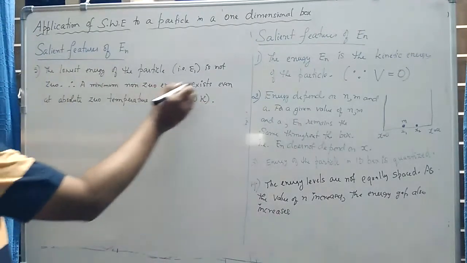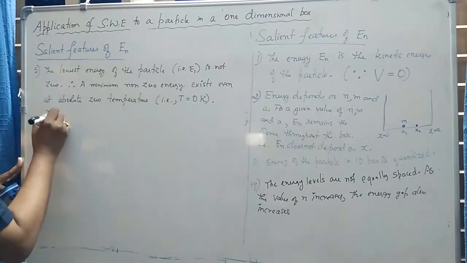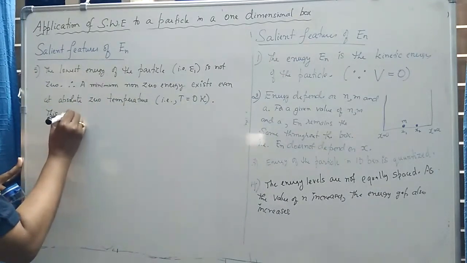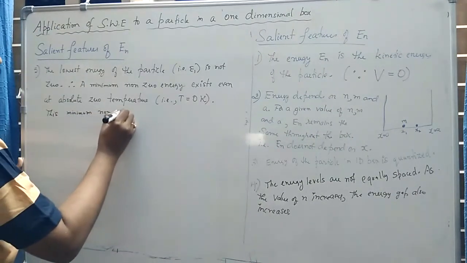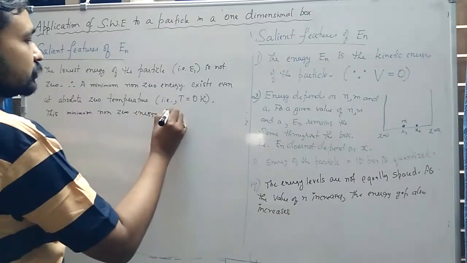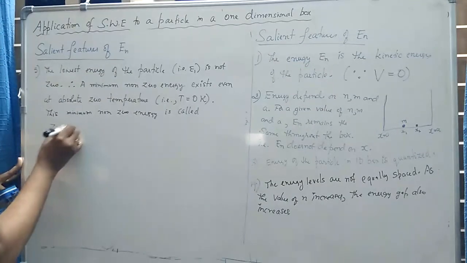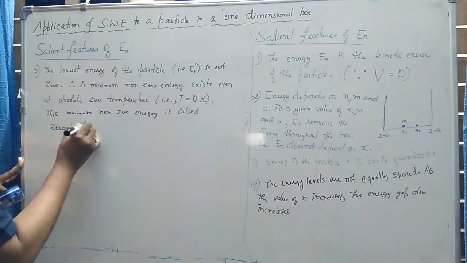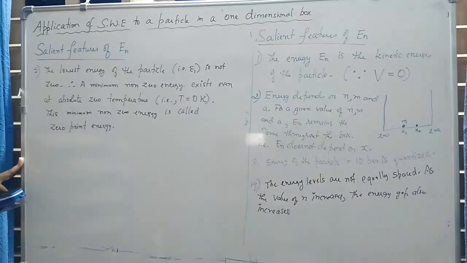So a minimum non-zero energy exists even at absolute zero temperature. This minimum non-zero energy is called zero point energy.